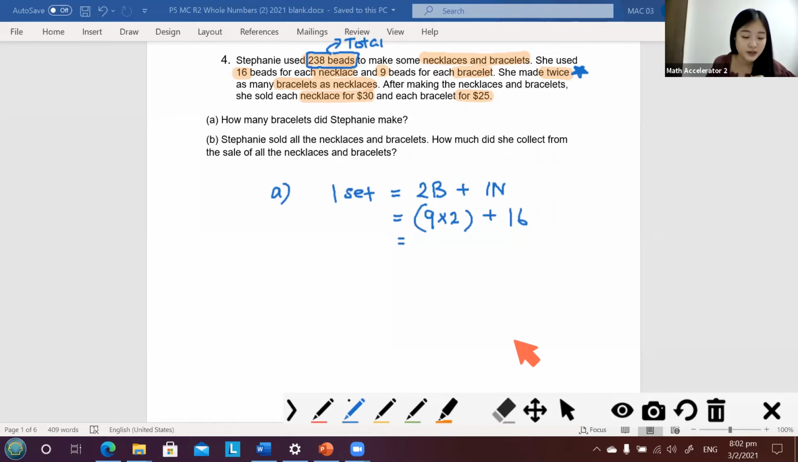So can you calculate it out? What will you get? Okay, so 18 plus 16, 34. Okay, thank you. So the value of one set is 34 beads. So our total is 238. We can now find the number of sets.